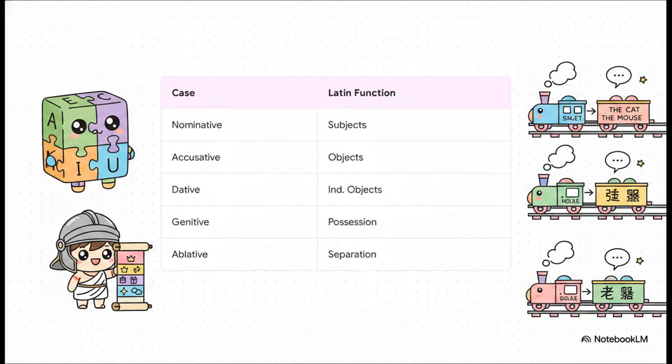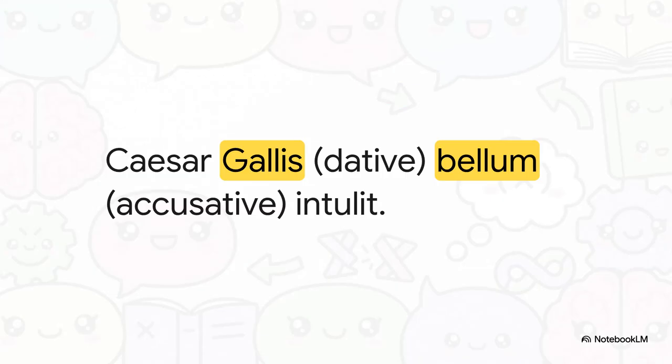On the flip side, languages like English and Chinese have almost completely ditched noun cases. Instead of changing the word itself, they just rely on very strict word order and prepositions to tell you who's doing the acting and who's being acted upon. To really see case in action, consider this Latin sentence from our source material.